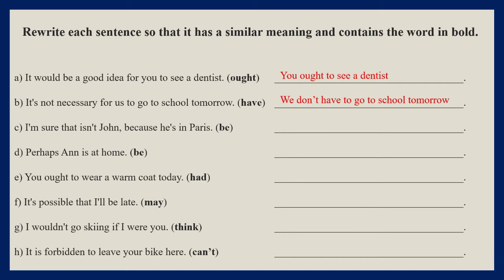C. I'm sure that isn't John because he is in Paris. Again, this is a deduction and it is definitely a negative deduction, so we need to use can't. He can't be John. He's in Paris.